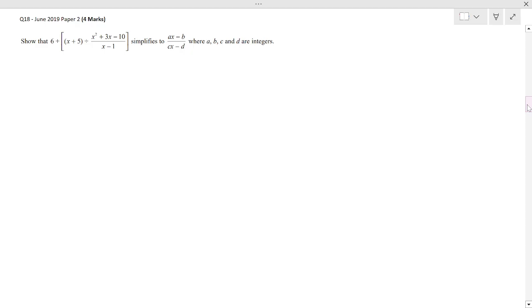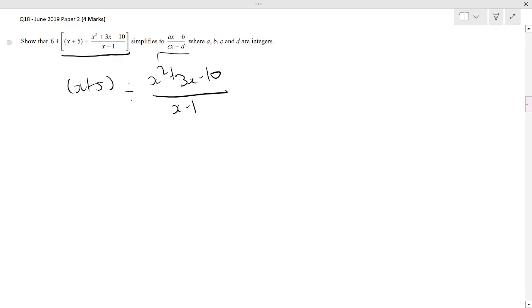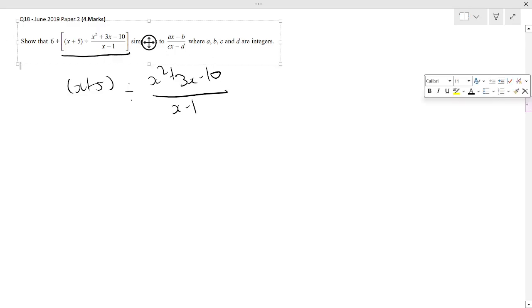Question 18 now. Show that this nasty little fraction here, this whole thing simplifies to this. So, firstly, let's ignore what's going on outside the 6. Let's then just focus inside here. So, x plus 5 divided by x squared add 3x minus 10 over x minus 1. So, because this is algebraic fractions, the thing you should always be thinking of is always trying to factorize whenever you can. So here I have a quadratic, so I think that might simplify.